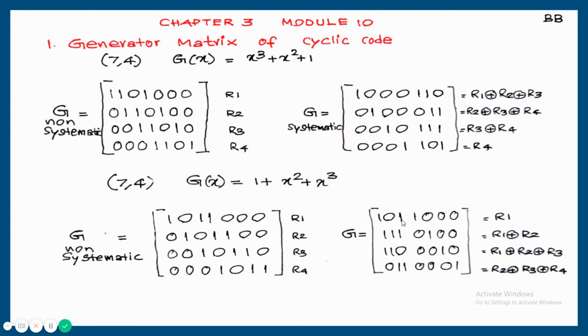First row is the systematic cyclic code of 1, 0, 0, 0. Next 0, 1, 0, 0. Third 0, 0, 1, 0. Fourth 0, 0, 0, 1. Remember, for this particular polynomial, the format should be PI. For this format, the generator matrix should be IP.